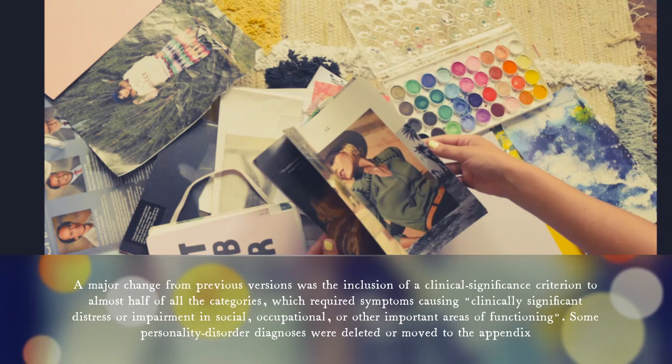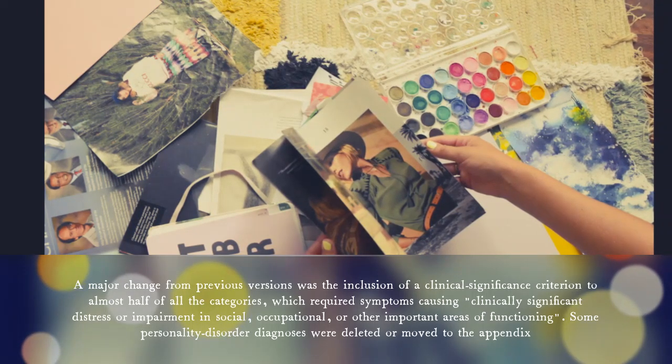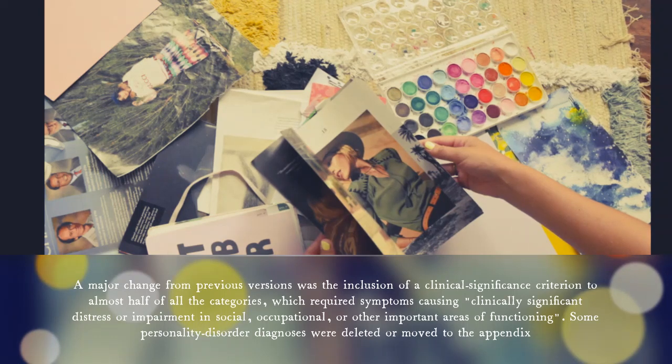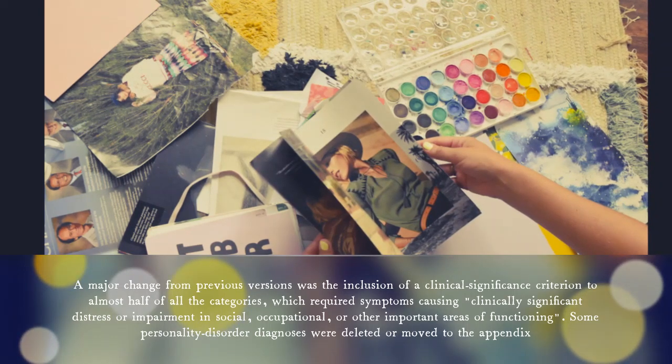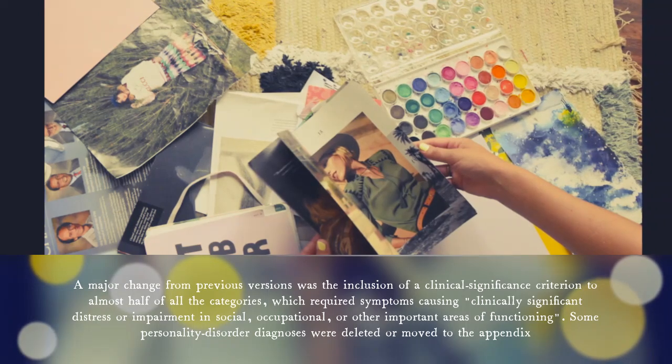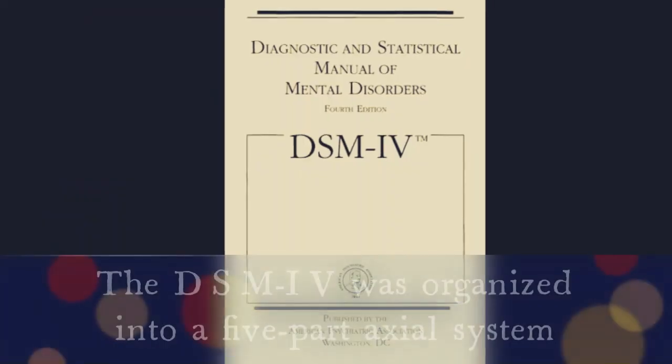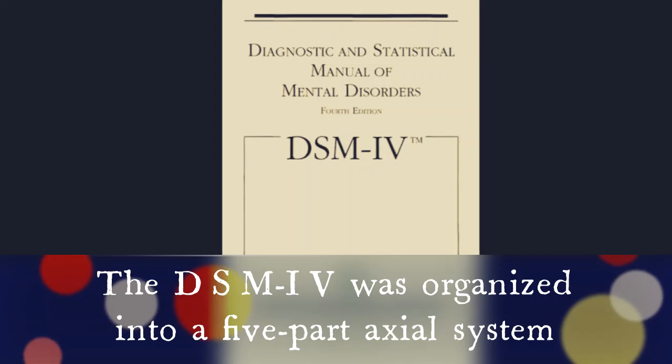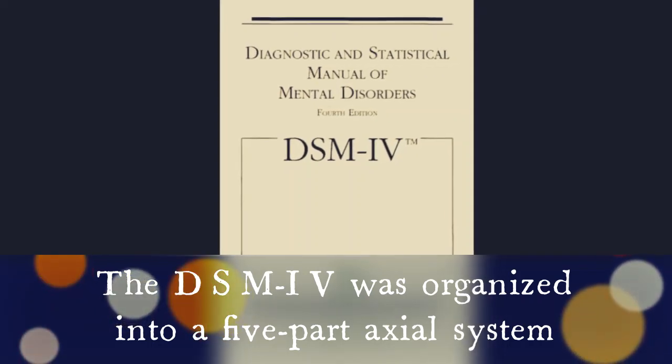A major change from the previous version was the inclusion of a clinical significance criterion. Almost half of all the categories required symptoms causing clinically significant distress or impairment in social, occupational, or other important areas of functioning. Some personality disorder diagnoses were deleted or moved to the appendix. The DSM-IV was organized into a 5-part axial system.